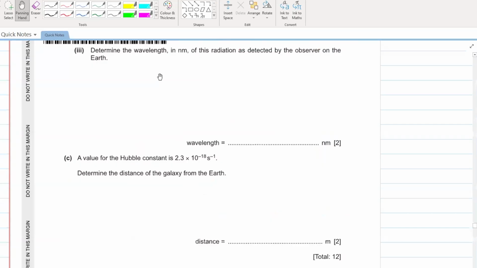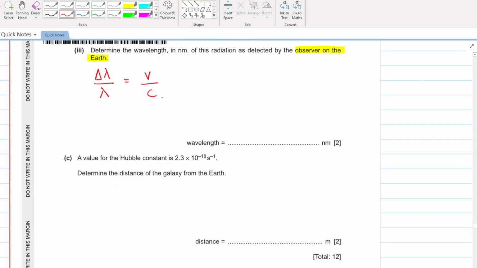Determine the wavelength in nanometers of this radiation as detected by the observer on the Earth. So now we have to tell the wavelength of this radiation on Earth. How will we do that? Remember one formula of the Doppler effect. If you remember this formula, life will become easy. Literally, not even joking. Which formula is it? Change in lambda over lambda is equal to V over C.